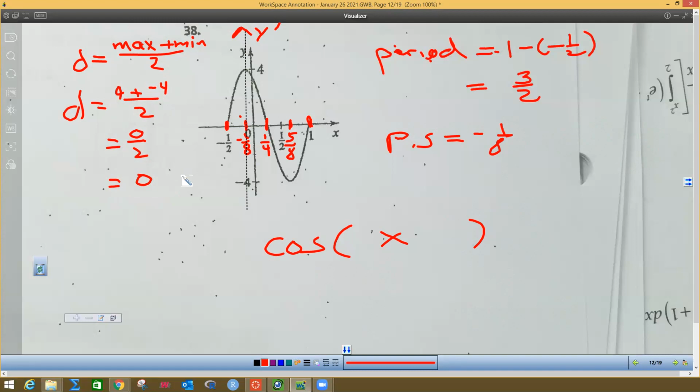Okay, so D is 0. If you want, you can come out here to the right of the parenthesis and put plus 0, but 0 doesn't change anything, so I'm not going to. I'm going to go ahead and put my Y here.